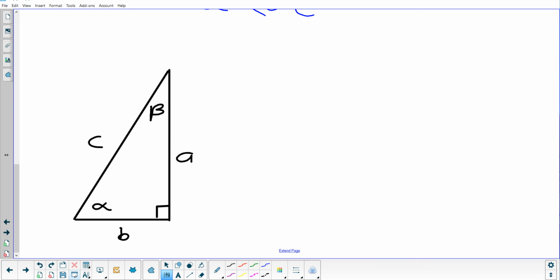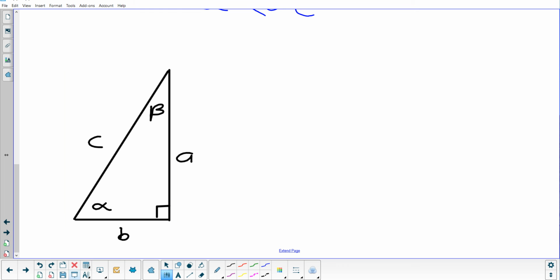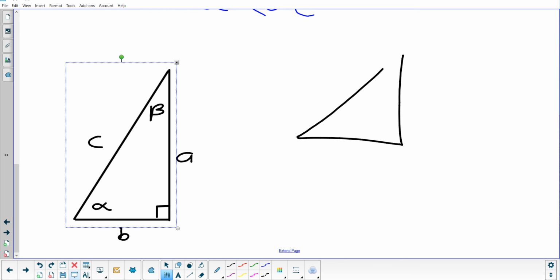It's a good habit to get into when you're doing a right triangle. Always put A opposite alpha and put B opposite beta. If you want to draw your triangle this way, that's fine. It's just once you put your sides in, put your angles in the right spot. A across from alpha, B across from beta. That's the same triangle. You switch the A and the B, that's fine. So then make sure you put the A across from alpha and the B across from beta. That's all. And C should always be the hypotenuse.